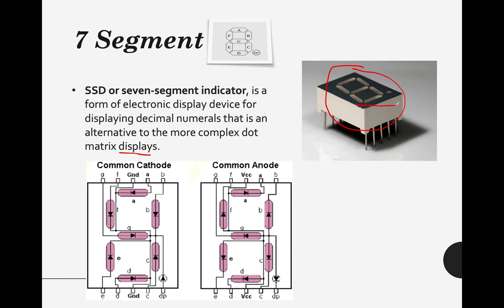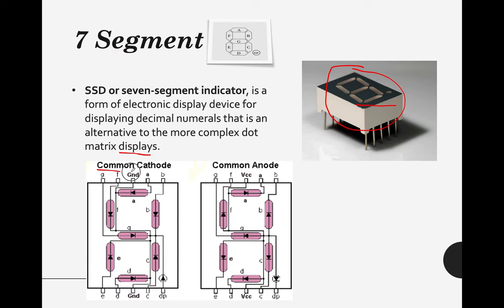Also in Cebu City, currently Cebu City is also using this kind of display, where you can see how many seconds you're going to wait for the go signal to turn back on, or how many seconds you need to wait to go, right? So in 7-segments, we have two types.